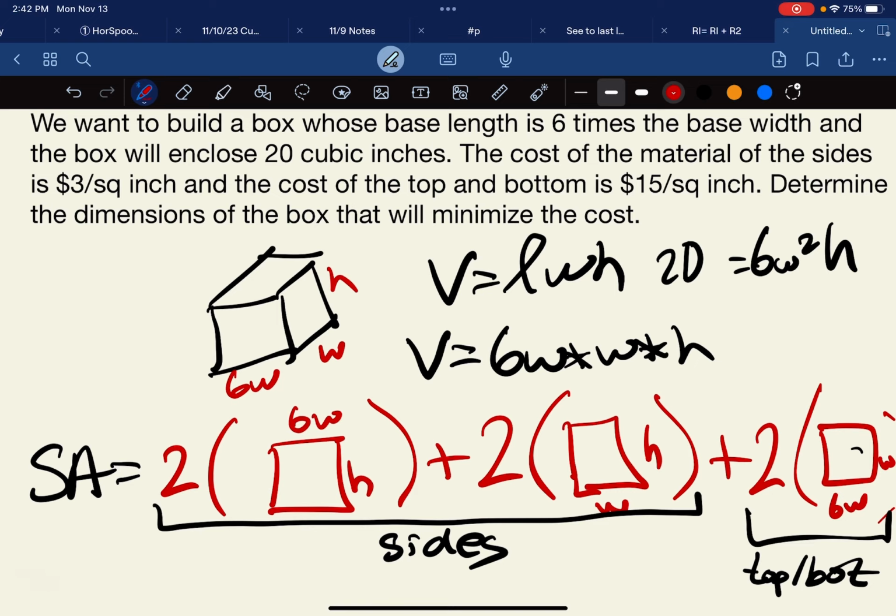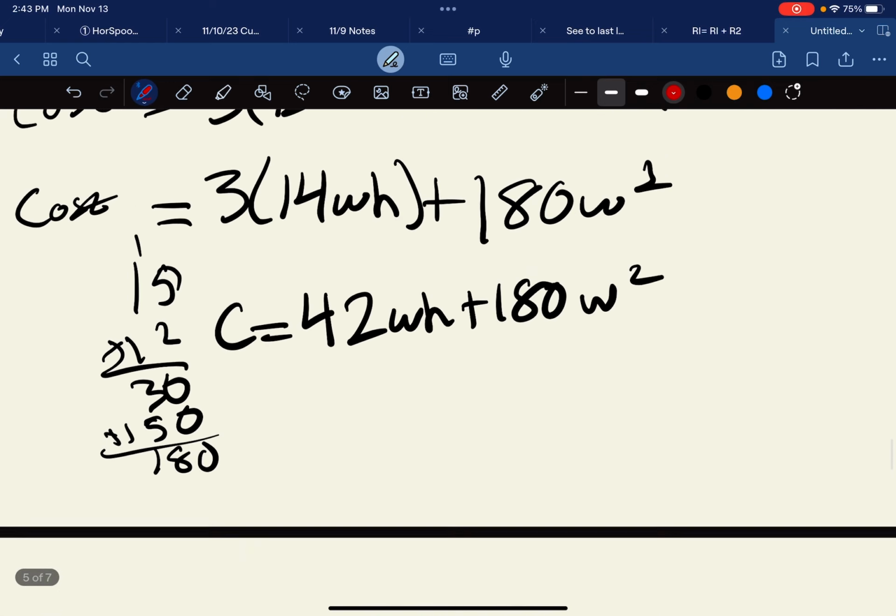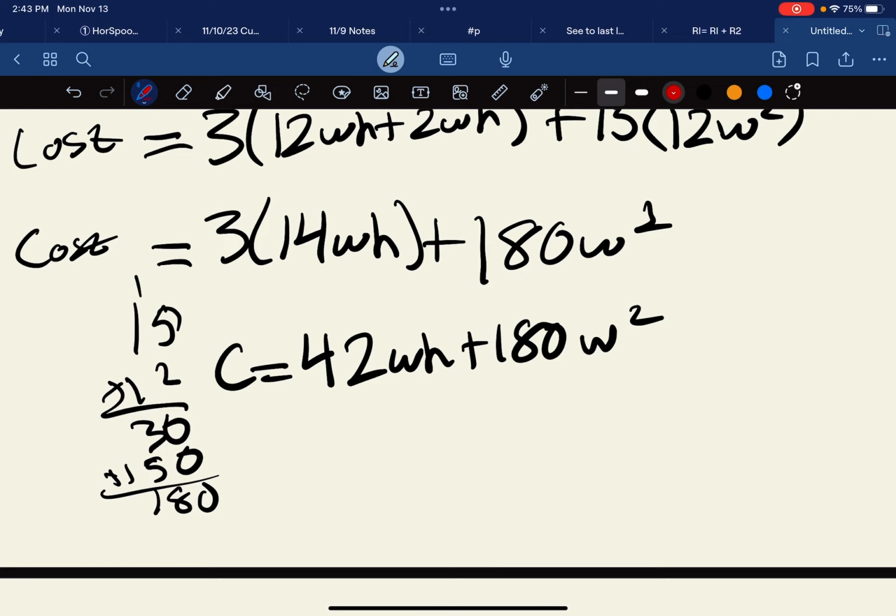Generally, you do not want to solve for the thing that gets squared, because then you're going to have to take the square root of both sides, and you're going to have a plus or minus, and it's going to get all ugly. So we want to solve for our H. So H equals 20 divided by 6W squared, and let's simplify that to 10 over 3W squared. All right, so then let's substitute that in for H.